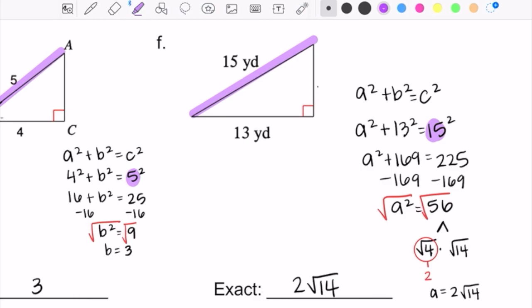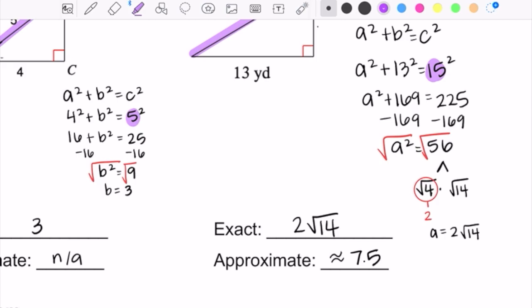And 56 is not a perfect square, but it does have perfect squares hiding within it that need to be simplified when we write our exact value. So 56, lots of numbers times to give you 56, but 4 times 14 is the one that you want to pick. 4 comes out as a 2. 14 is 7 times 2, but neither of those come out from the square root. And so you write your answer just like that. The exact value is 2 square root 14. And then typing that into a calculator, the approximate value is 7.5.